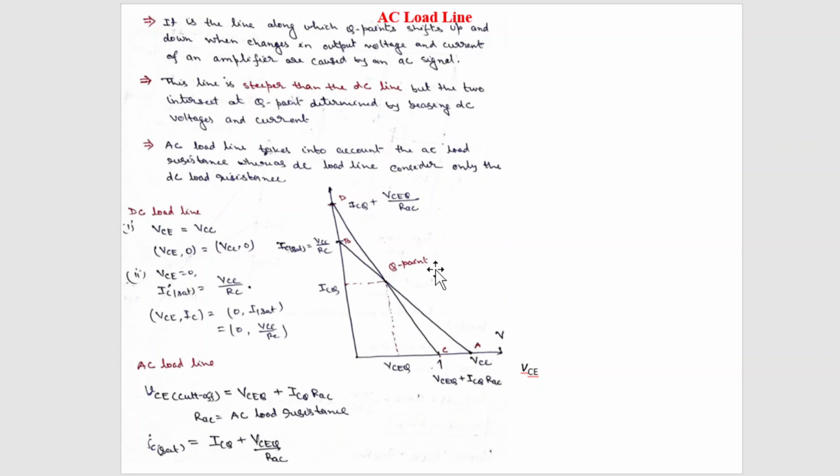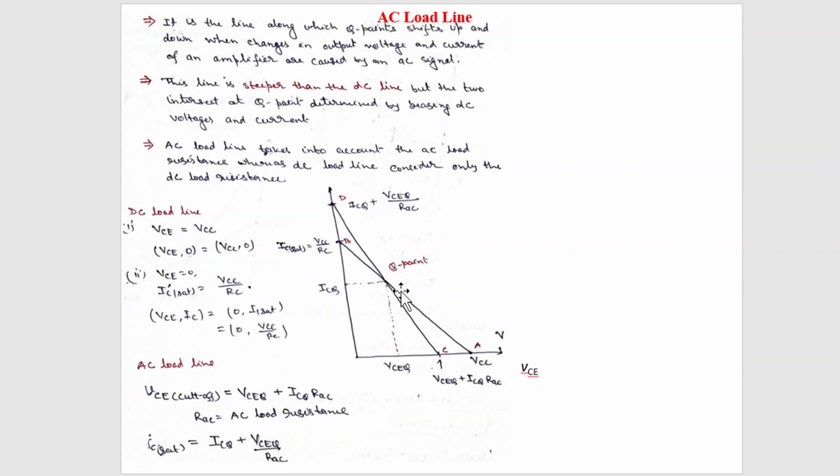That is the difference. When you draw the AC load line and DC load line, which I will show later, you will find that the AC load line is steeper than the DC load line. That means the slope of the AC load line is larger than the DC load line. But another point is that both the AC load line and DC load line intersect at some point, and that intersection point is called the Q point.